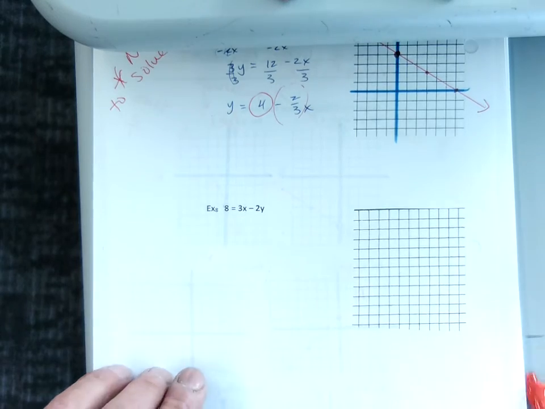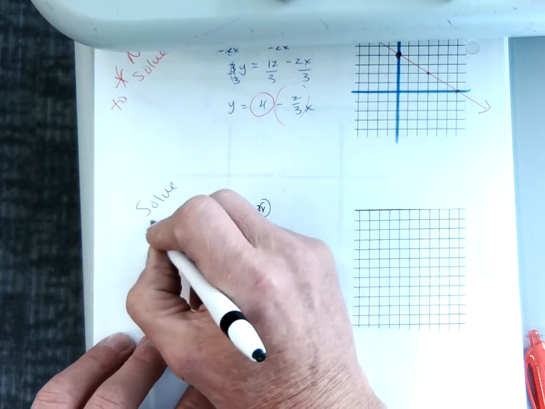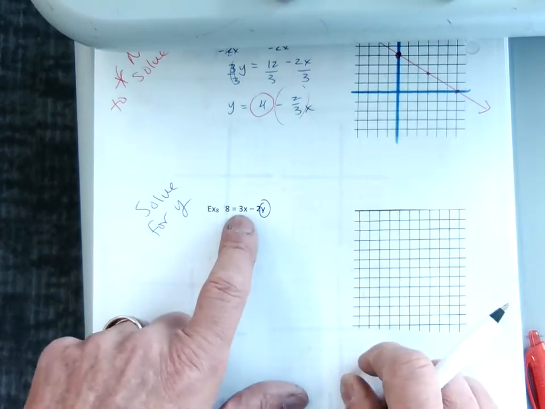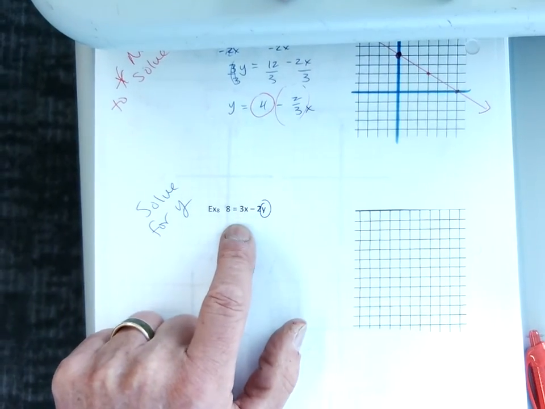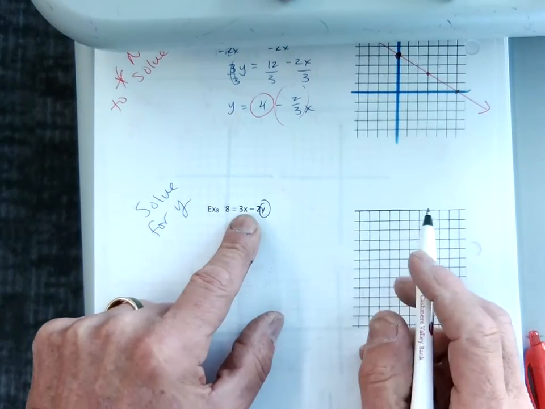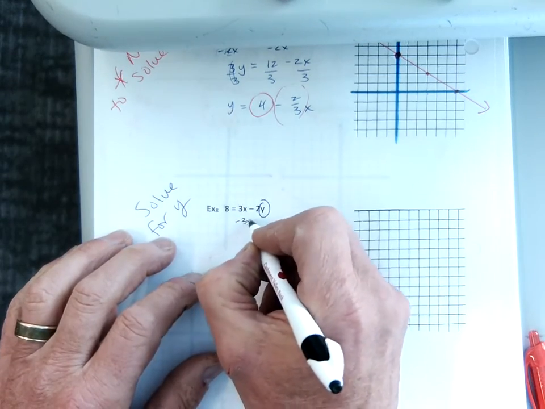So I want to get y. I want the y by itself. So I want to solve for y. So I need to get rid of the 3x. All right, how do I get rid of the 3x? That's easy. I'll just subtract it, right? I'm going to go minus 3x because that'll cancel it.